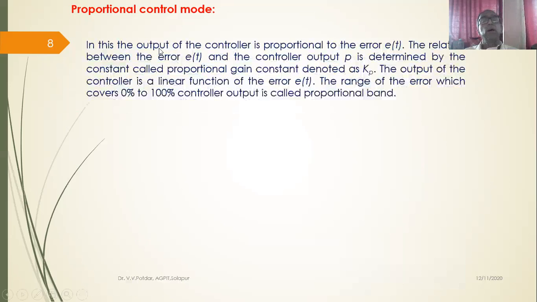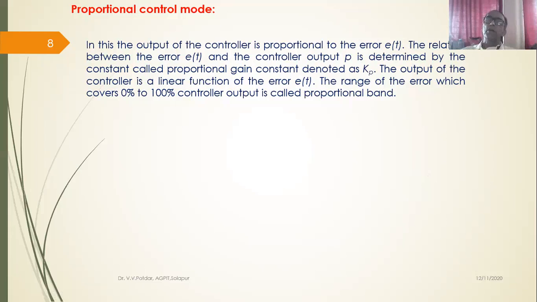In this, the output of the controller is proportional to error E. E is a function of t. The relation between error E and the controller output P is determined by a constant called the proportional gain constant, denoted as Kp. The output of the controller is a linear function of error. So controller output is proportional to error.